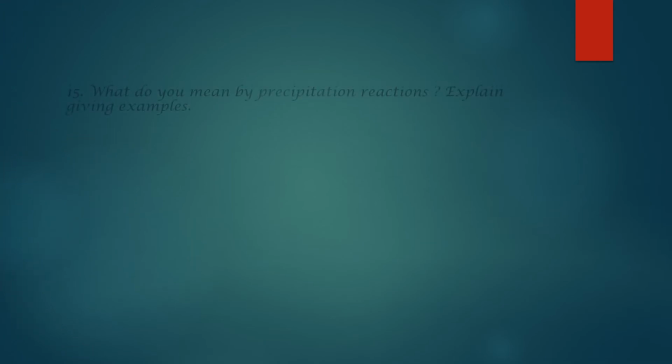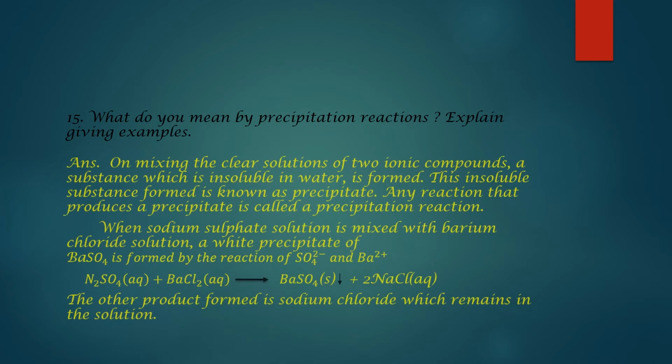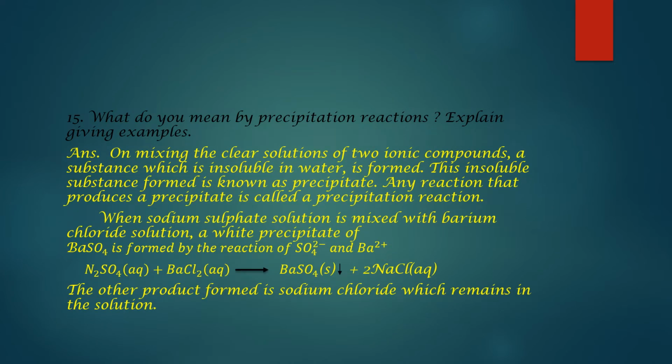Question number 15. What do you mean by precipitation reactions? Explain giving examples. Answer. On mixing the clear solutions of two ionic compounds, a substance which is insoluble in water is formed. This insoluble substance formed is known as precipitate. Any reaction that produces a precipitate is called a precipitation reaction. When sodium sulfate solution is mixed with barium chloride solution, a white precipitate of barium sulfate is formed by the reaction of sulfate and barium. The other product formed is sodium chloride, which remains in the solution.